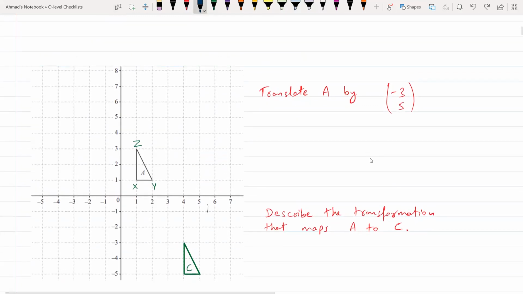Let's do an example. So we have this triangle here, that's triangle A. We have to translate it by this vector, -3 and 5. Now, what is -3? -3 is the horizontal component, or you can say the x component. 5 is the y component.